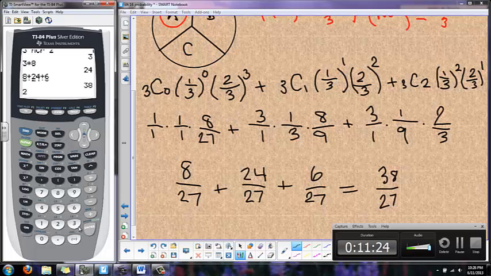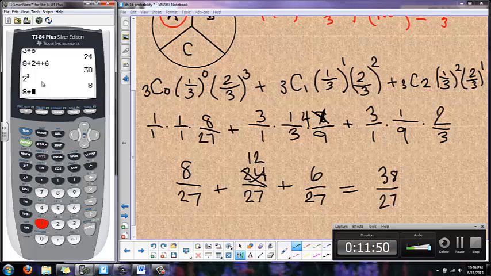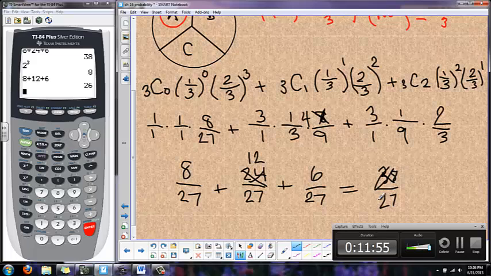Sorry, John, let me just figure this out really quick. 2 to the 3rd power is 8. 3 choose 1 is a 3. Oh, there it is. 2 squared is a 4, not an 8. So 3 times 4 is a 12. So 8 plus 12 plus 6. There we go. It's 26 out of 27. That makes more sense. Alright, sorry.